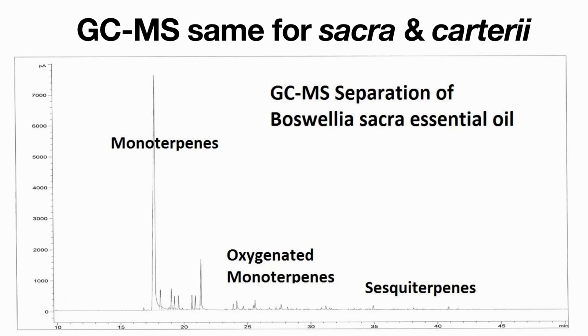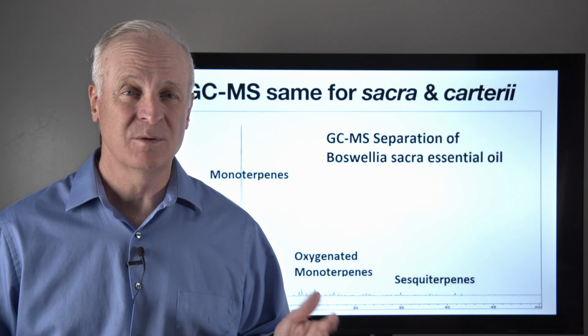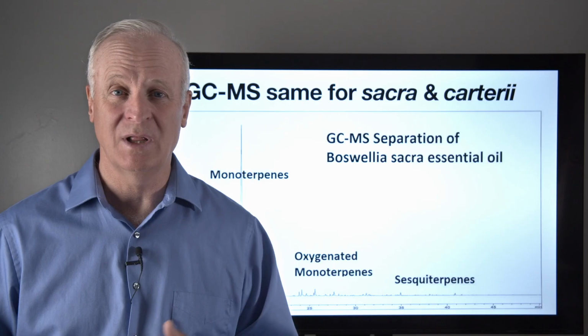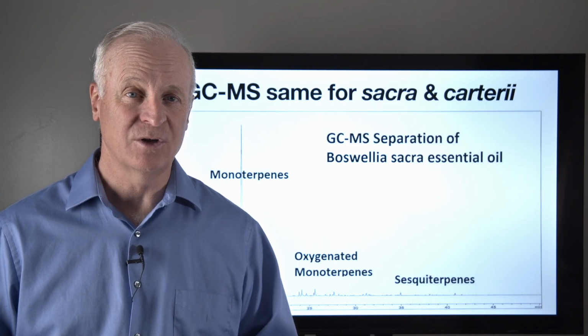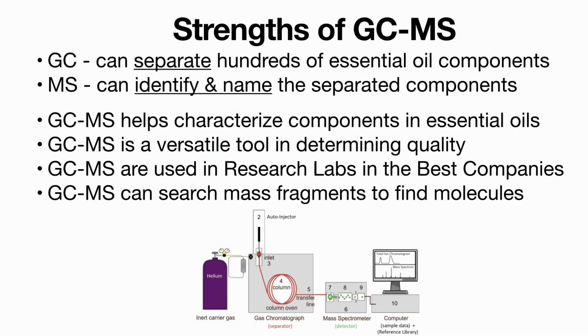So when I looked and compared the GCMS, the total ion chromatograms, the Sacra and the Carteri frankincense were about the same. All the components were basically the same. Well, that really puzzled me. There must be a difference, but I couldn't see a significant difference.